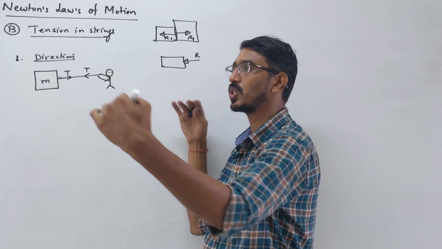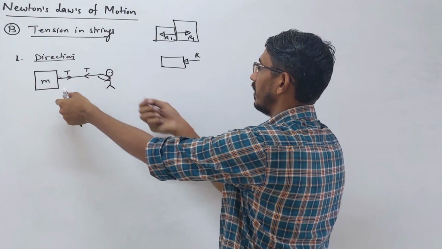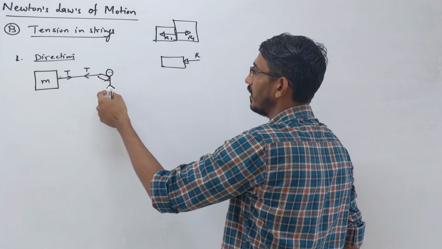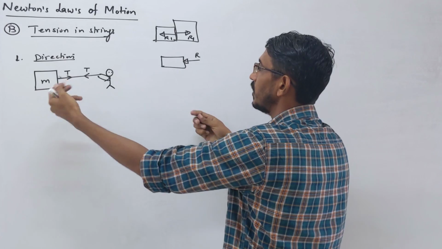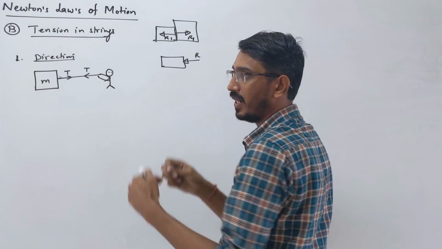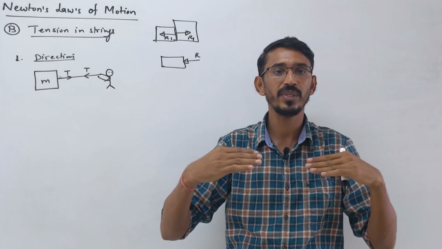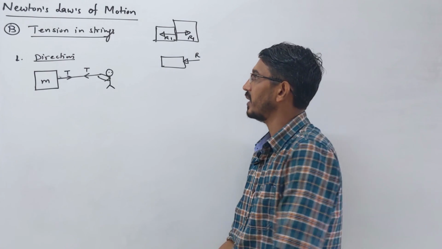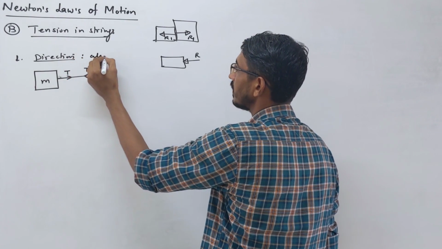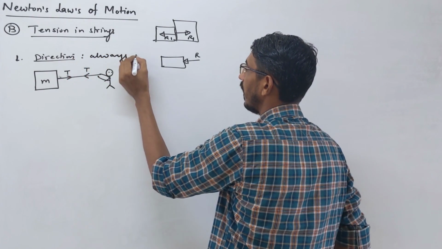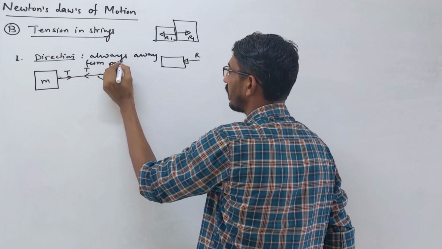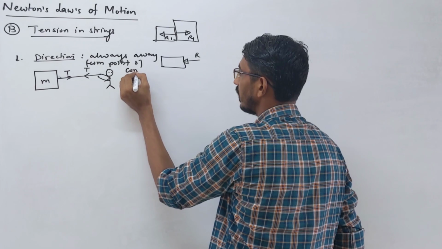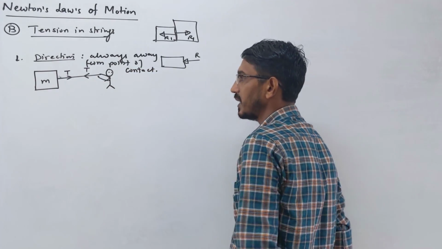It is trying to restore the string. Suppose you are trying to pull that mass by the string, so the string may extend, correct? Yes, because you are applying force. So this tension force is trying to restore it, right? So it's always away from the point of contact. So what is the direction? Always away from the point of contact, correct? Yes, this is the first thing, the direction.